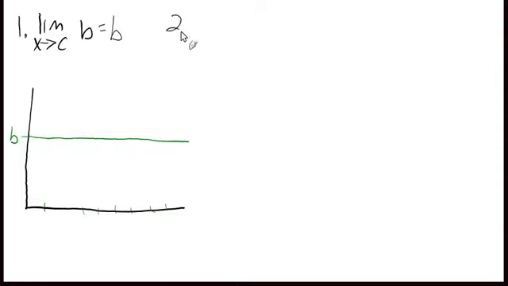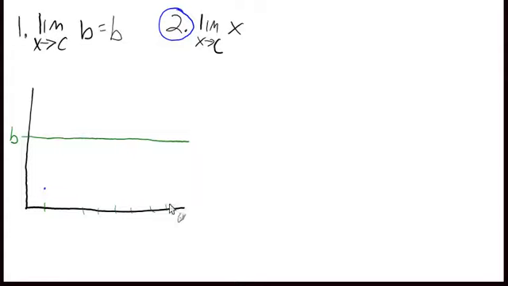Okay. Number 2 starts to say the limit as x approaches c of x. Okay. So let's see. We're doing number 2 here. We're just going to use the same graph. What does this function look like? Well, it's just f of x equals x, or y equals x. Right? Whatever I put in for x, that's what I get out for y.